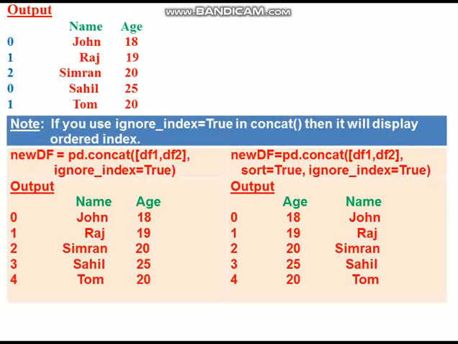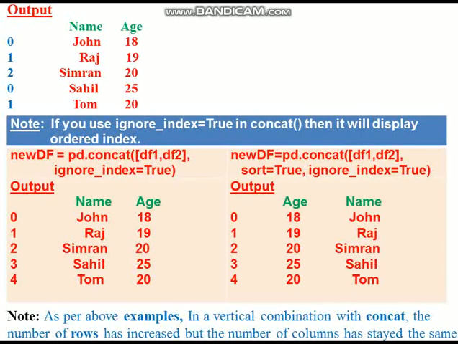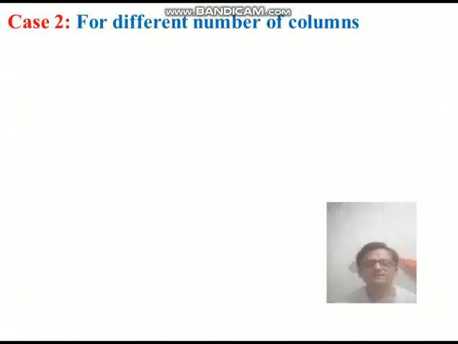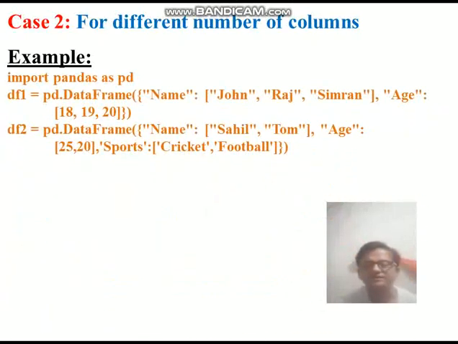Note, as per the above example, in a vertical combination with concat, the number of rows has increased but the number of columns has stayed the same, as I told earlier. Case 2. For a different number of columns, df1 equals pd.DataFrame with the keys name and age and values associated with name keys as John, Raj and Simran, and age keys as 18, 19, 20.